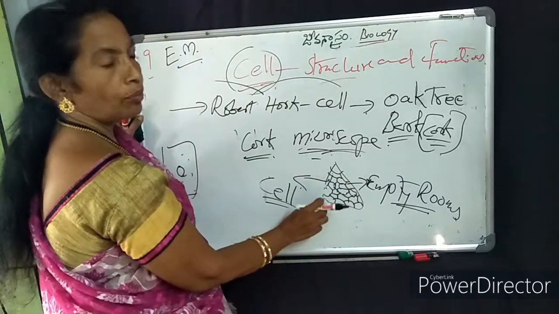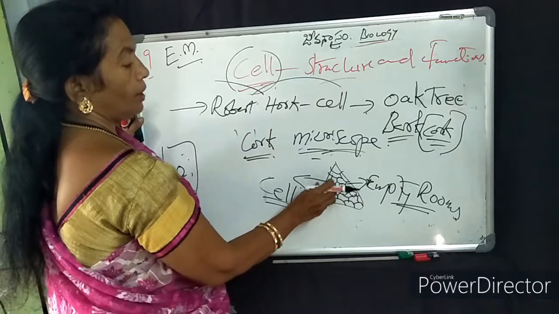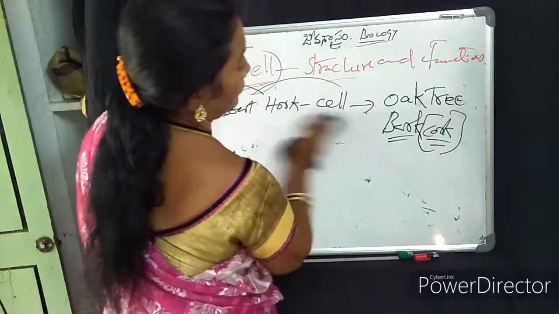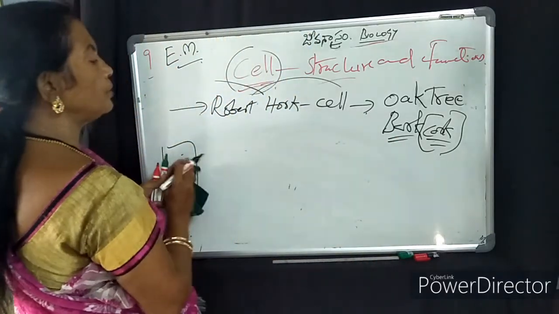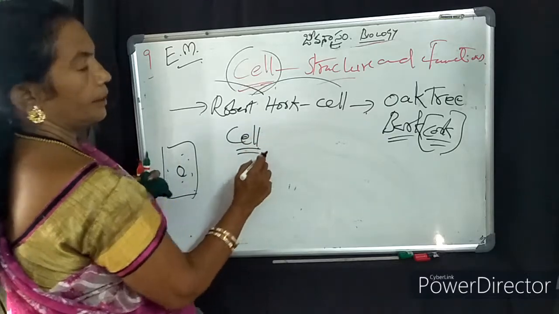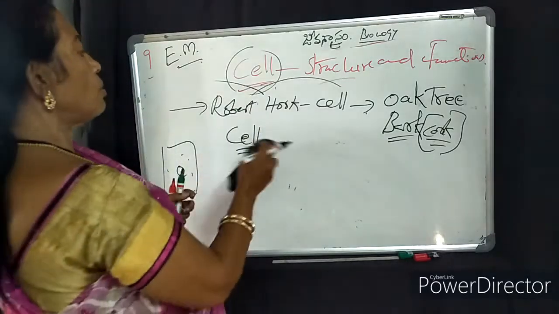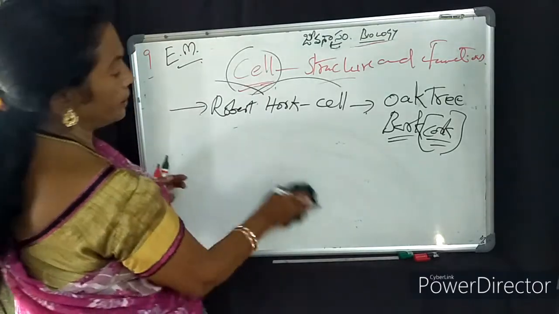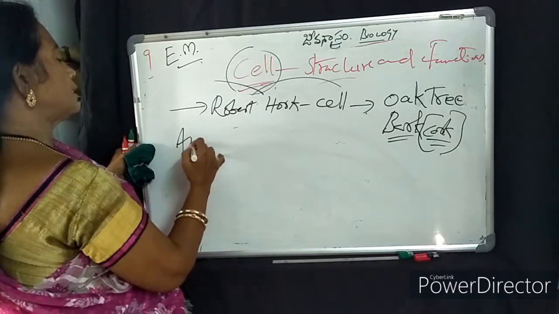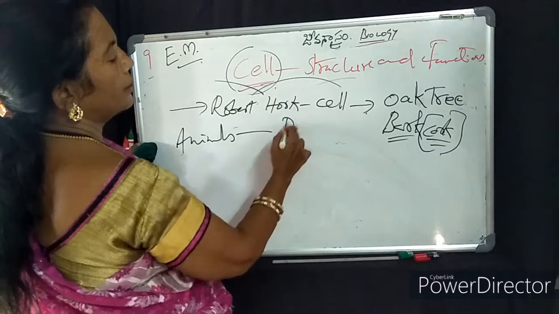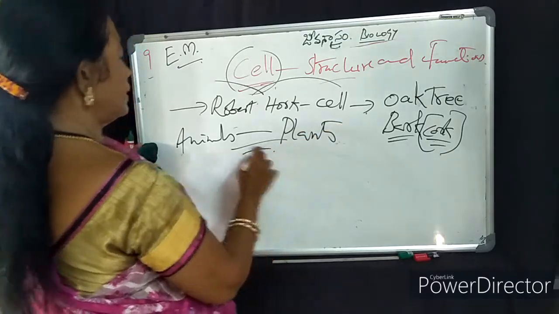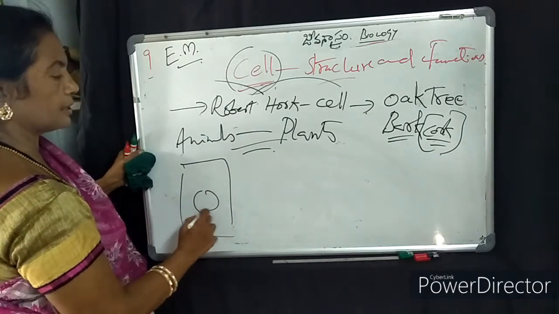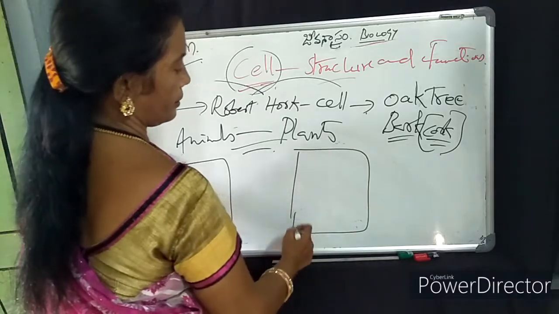It has many room-like structures. He has observed these room-like structures. So he has given the name, each room is a cell. He called it cell. So now, what is a cell and where do we find cells? Already we learned, because animals and plants are living organisms, we find cells in animals and also in plants.